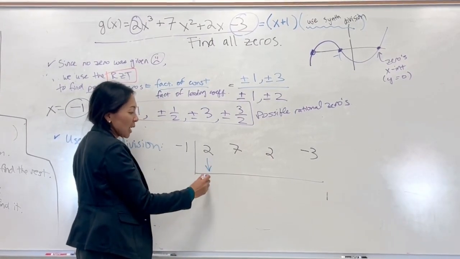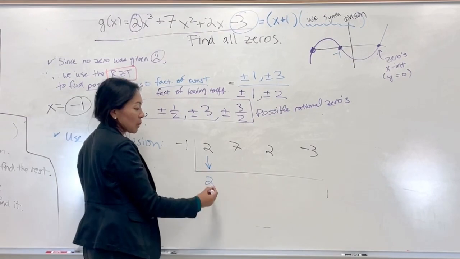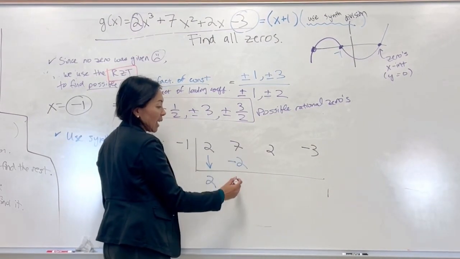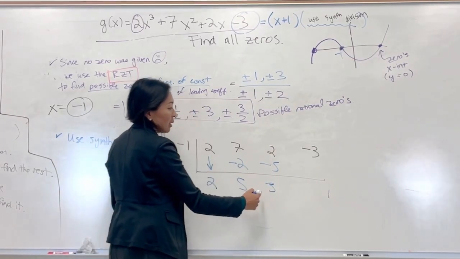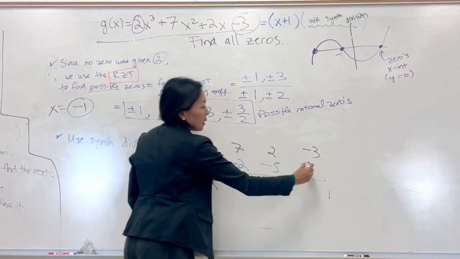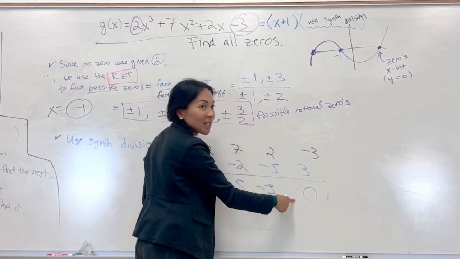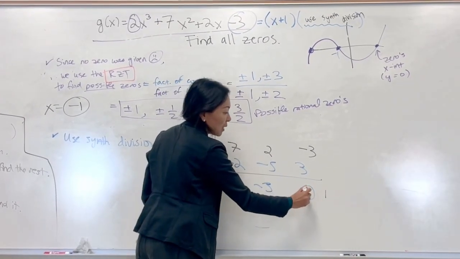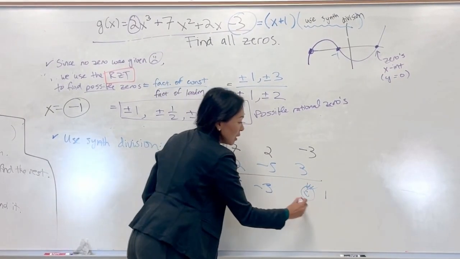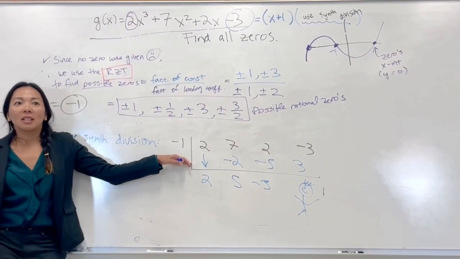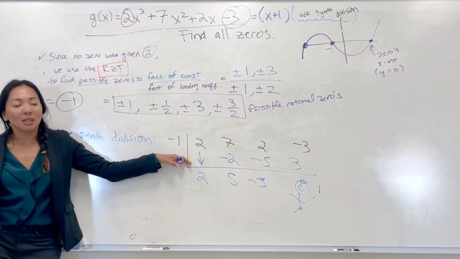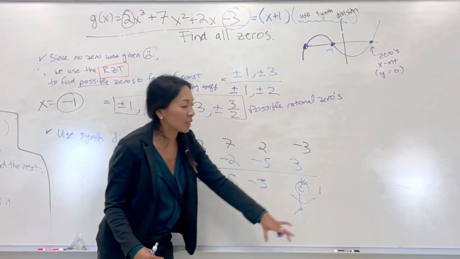We drop this, we get 2, 2, multiply, -2. Add, multiply, add, -3. Multiply, 0. 0. And are we surprised it's a 0? No. It better be a 0 because we're claiming that -1 is a factor, is a 0, right? So therefore the remainder should be a 0.